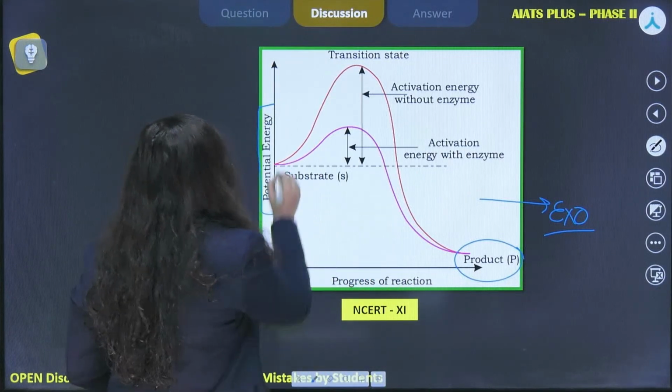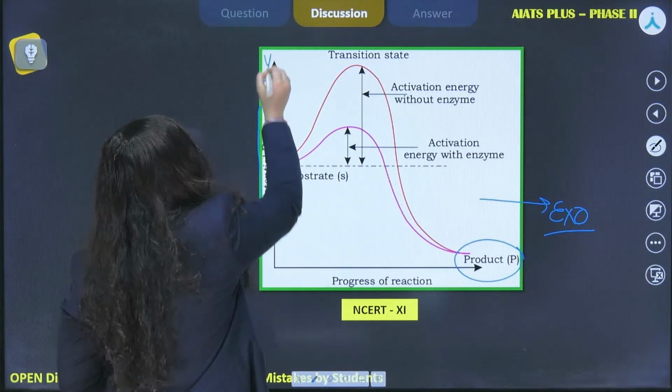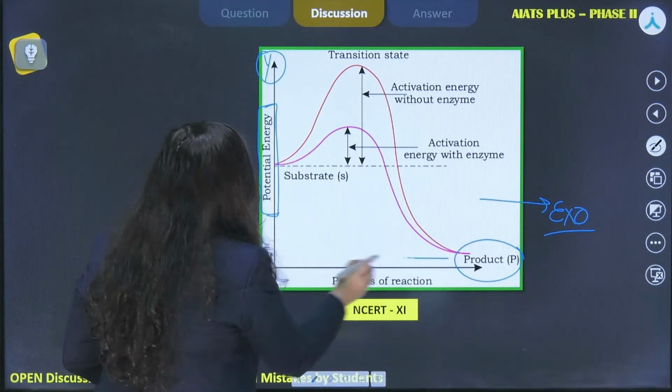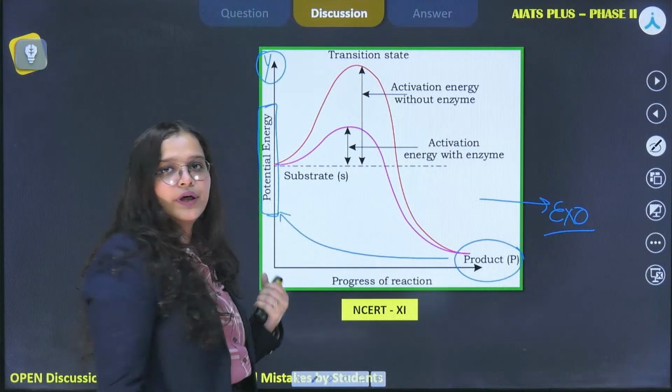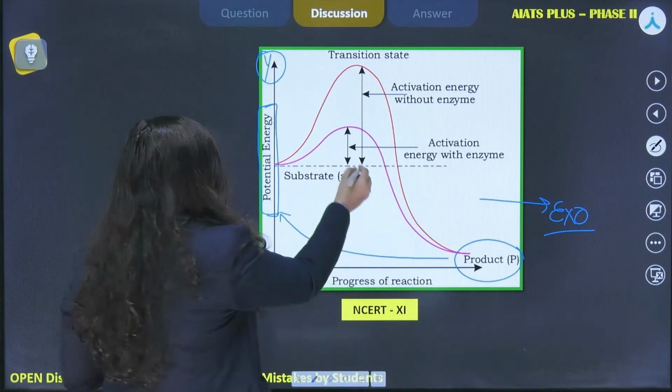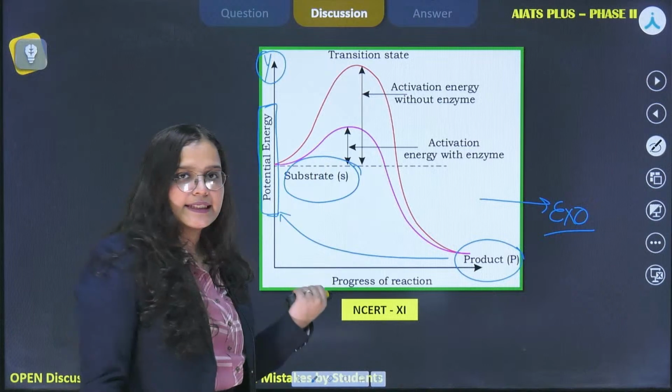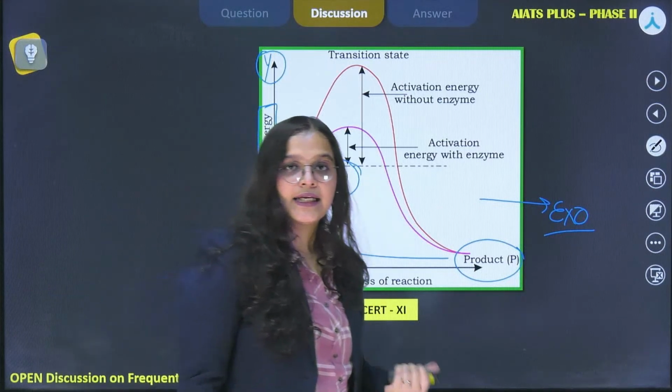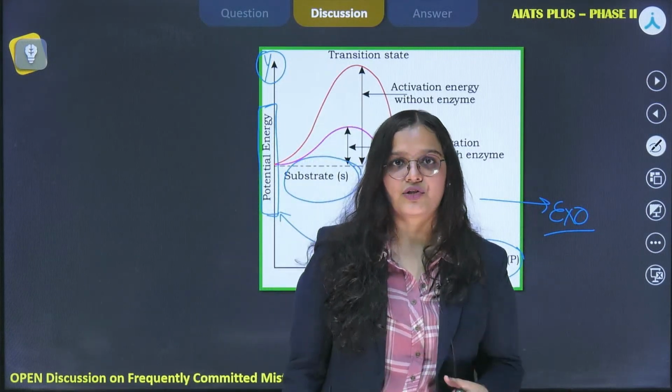Here we can see we have potential energy marked on the y-axis. The product is at a lower energy level as compared to our substrate. So basically this diagram is representing an exothermic reaction.